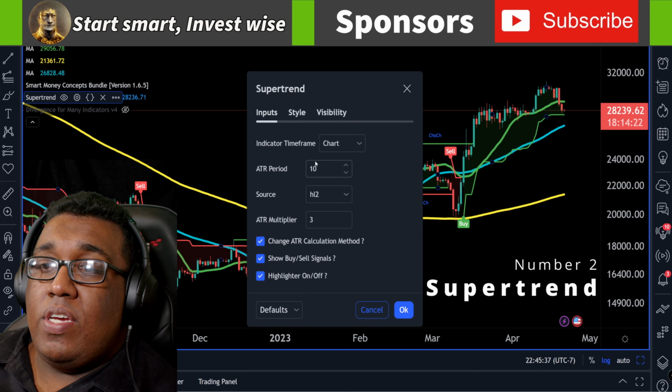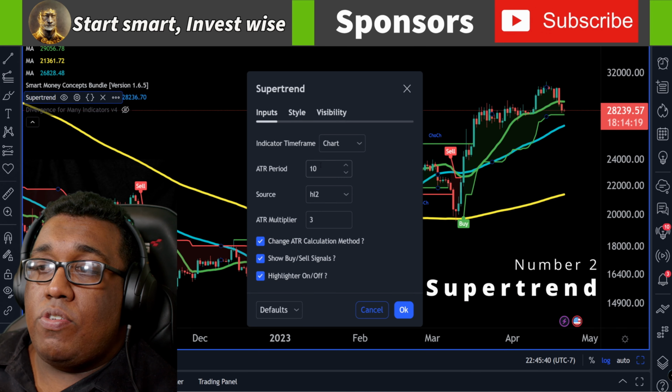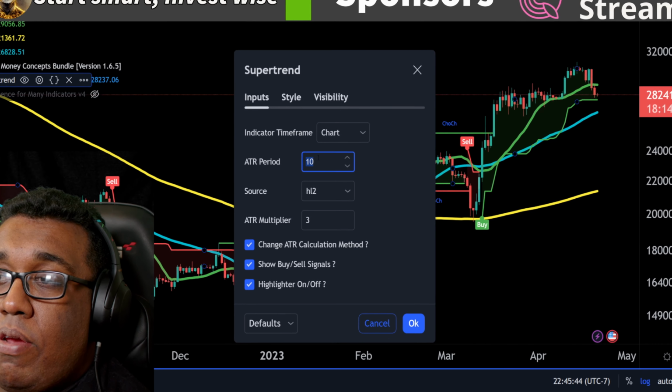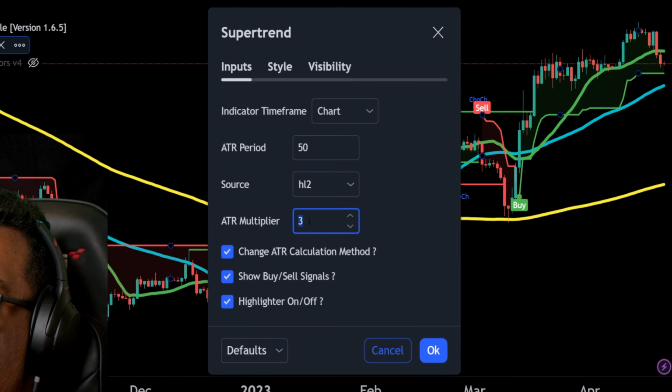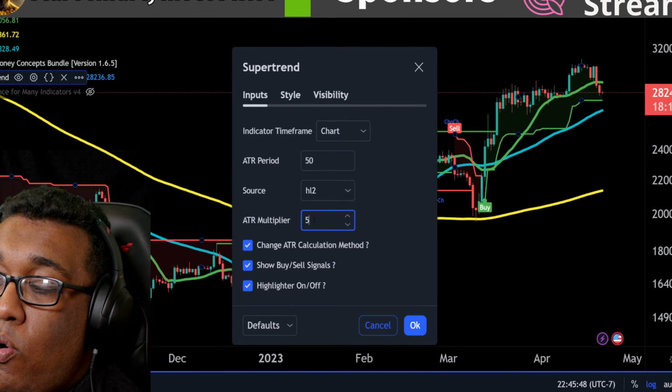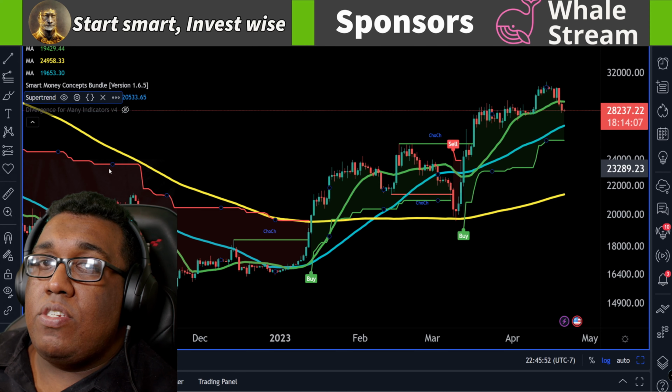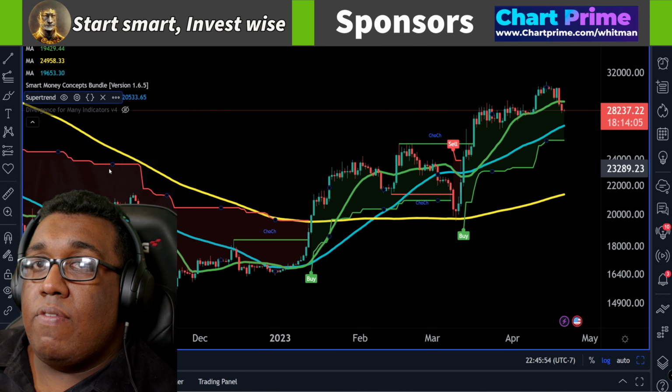Next, we're going to be adding the Super Trend. This is a little bit noisy at first when you first set this up onto your charts, so I want to make sure that you guys set this up properly. The ATR period is going to be 50, and the ATR multiplier is going to be 5.1, okay? What this does is it cleans up a lot of the noise and it makes you more confident about the overall trend of the market.